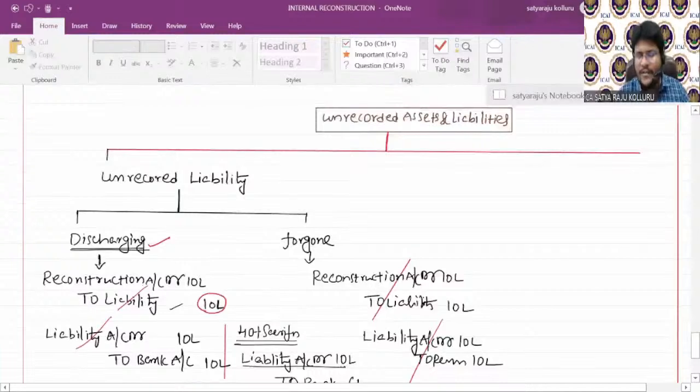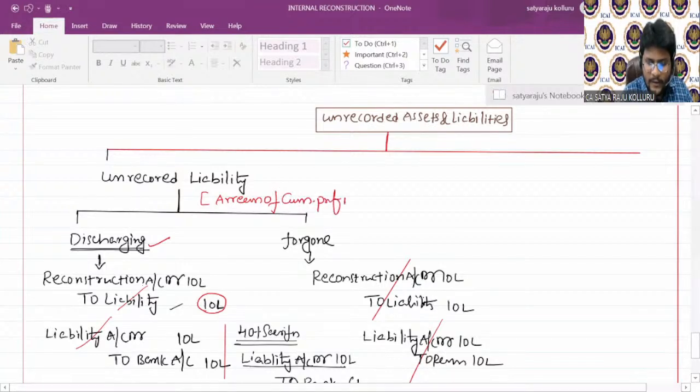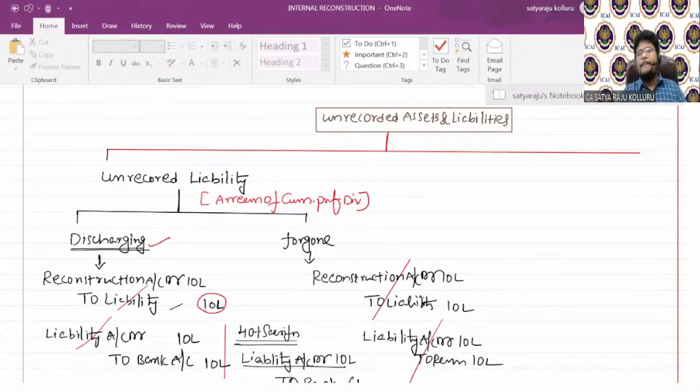Sir, in which case is this unrecorded liability concept highly useful under internal reconstruction? Most of the time, it is arrears of cumulative preference dividend. In case of cumulative preference shares, if the company does not have sufficient profits, there is no need to make payment to the preference shareholders until the period in which the company has sufficient profits to make repayment. Am I right? But during the process of internal reconstruction, such arrears of preference dividend is not a liability, guys.